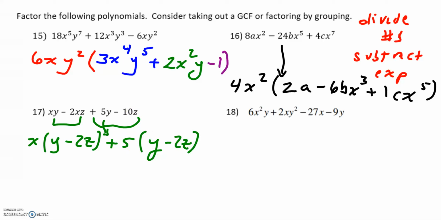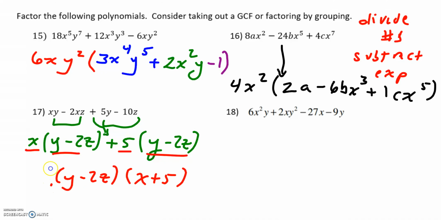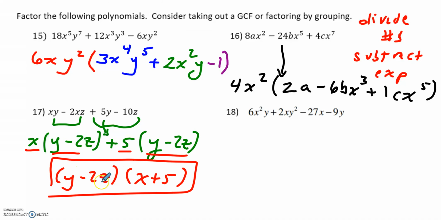The good news here is that my parentheses match. In order for factoring by grouping to work, they need to match. So what I'm going to do is think about removing these 2 parentheses, like if you could pick them up and toss them aside for a little bit. This represents another greatest common factor. So y minus 2z would be one of my final parentheses, and then what's left over would be my other parenthesis. So this factored to be y minus 2z times x plus 5.